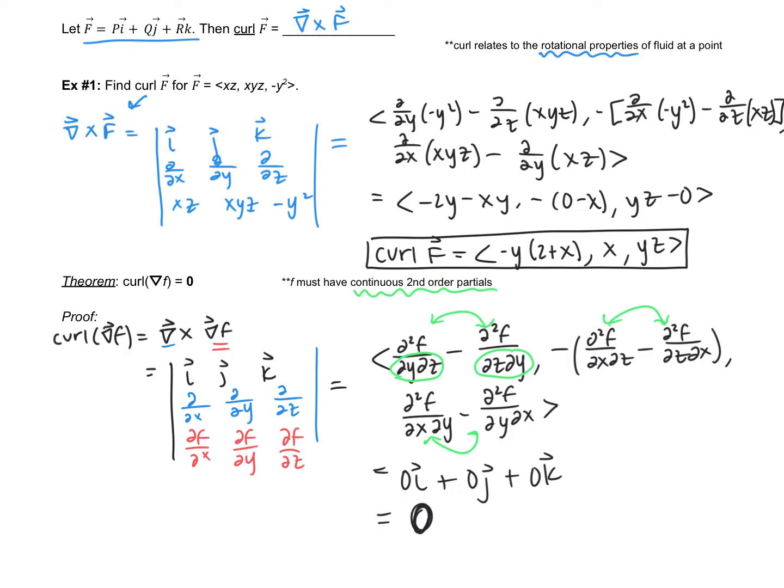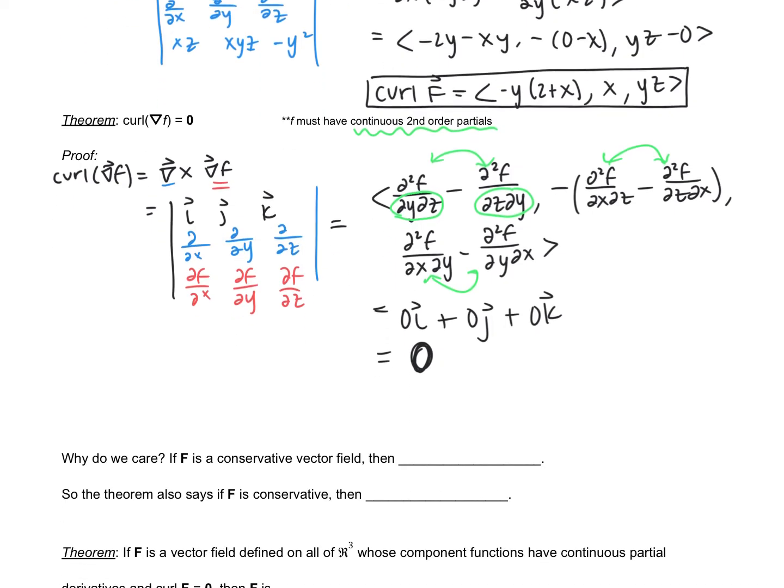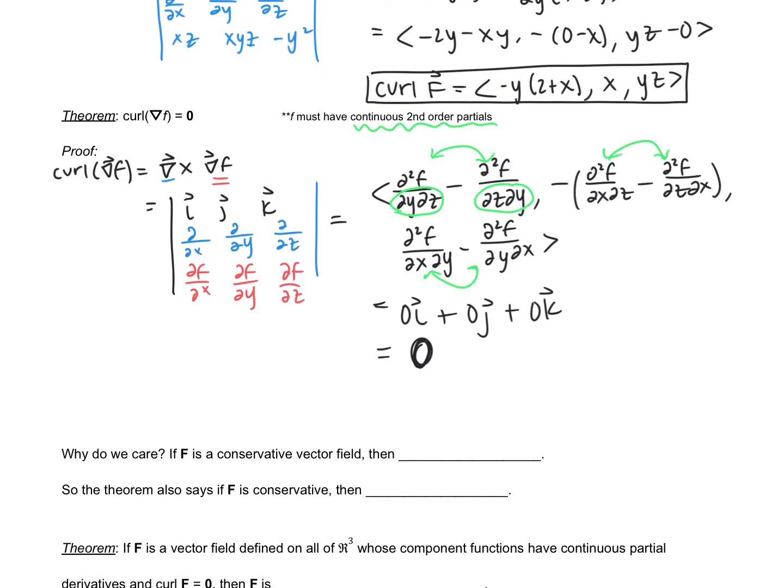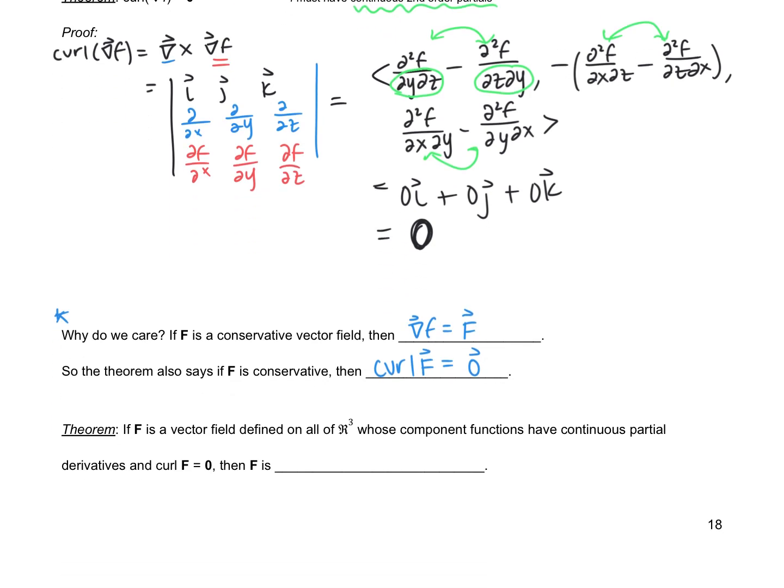Okay, so where this is logically going to lead us to is, why do we actually care? Why do we care that the curl of the gradient of a function will give us the 0 vector? Well, that's right down here. If f is a conservative vector field, then remember, there exists some potential function that when we take the gradient, we're going to get the vector field f. So what this theorem is also saying is that if f is conservative, then the curl of f, the curl of our vector field, is going to give us the 0 vector. So let's keep moving and use this fact then.